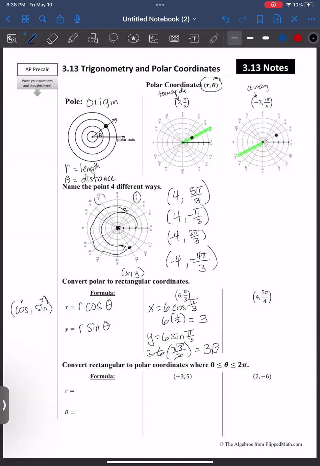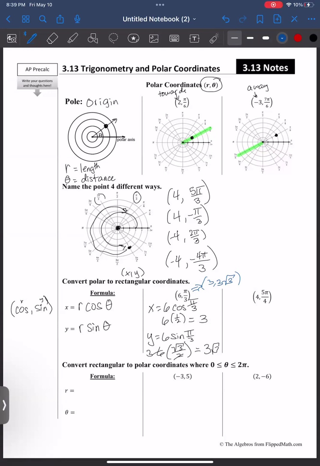So my value, when I go ahead and rewrite this in the proper rectangular coordinate, is going to be, let's try that again. It is going to be 3 comma 3 square root of 3. And that is my 6 comma pi over 3 in polar coordinates converted into rectangular.